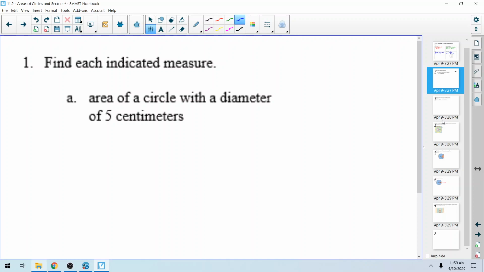Okay, everybody, examples of sector area. We're first just going to start with a review. So find the indicated measure. Letter A says find the area of a circle with a diameter of 5 centimeters.